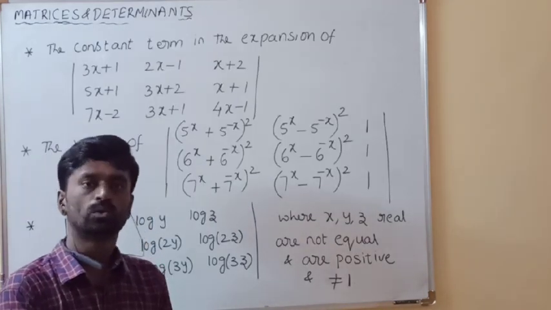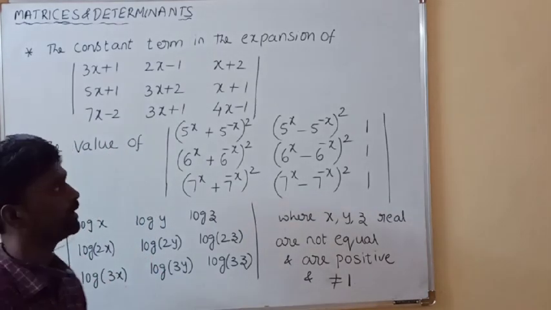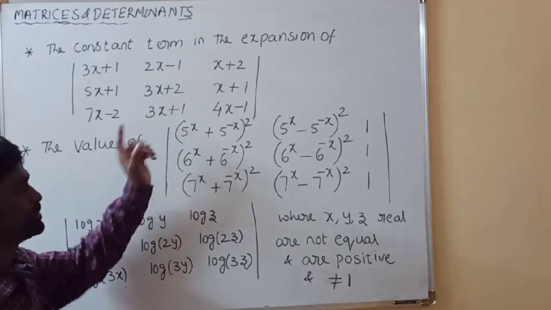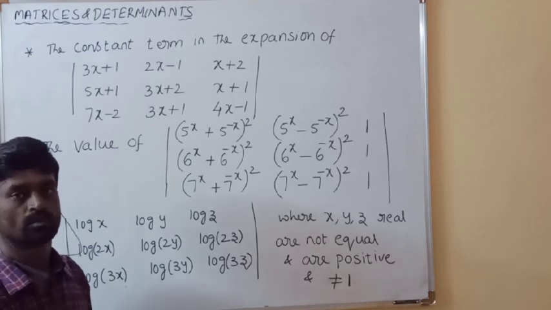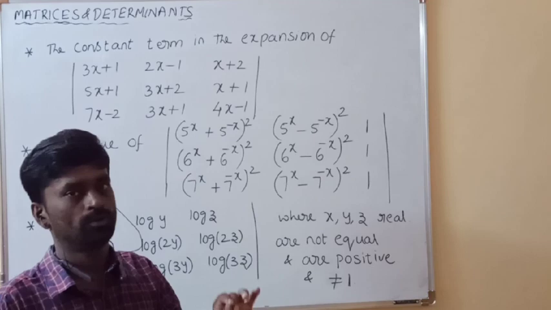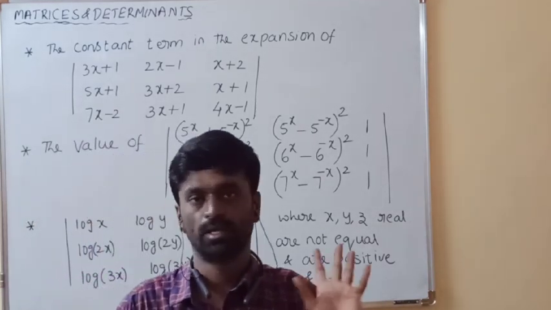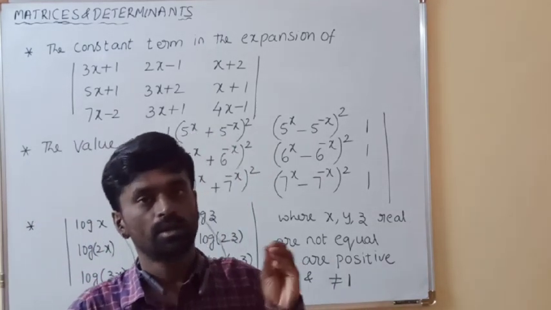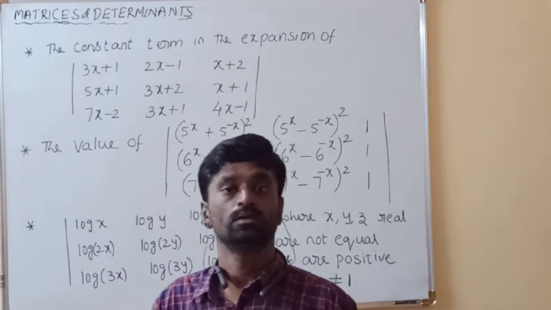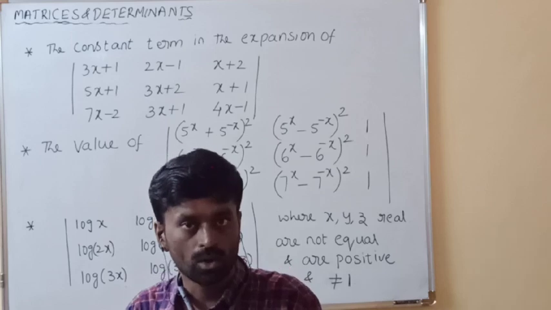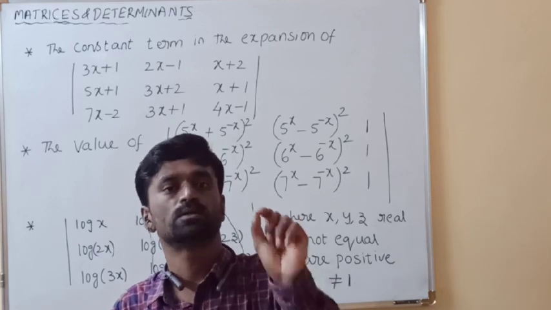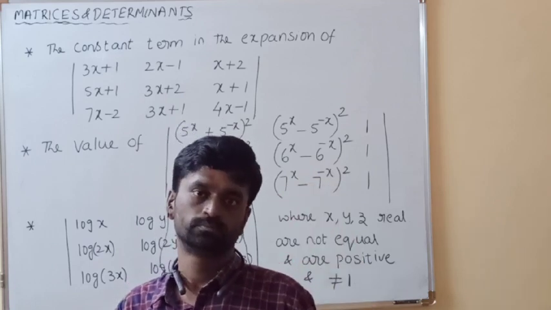So look at the next set of problems. The constant term in the expansion of this determinant. So if you expand this determinant, what will you get? You will get some polynomial or some expression in x. Correct? In that expression, what do we have to find? The constant term. Okay. Whenever you want to find the constant term in a polynomial, just put x equal to 0 in that polynomial to get the constant term.